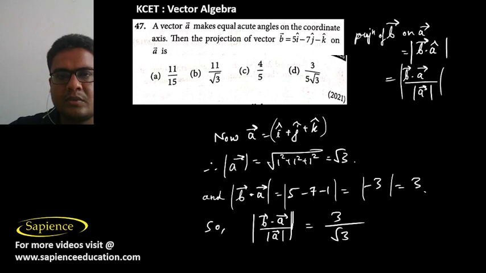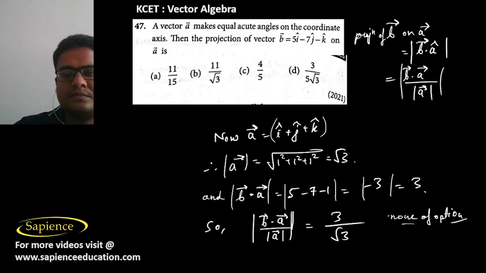Here I think it should be plus. So here it means that none of the options are correct.